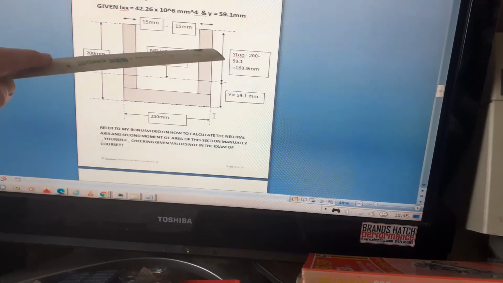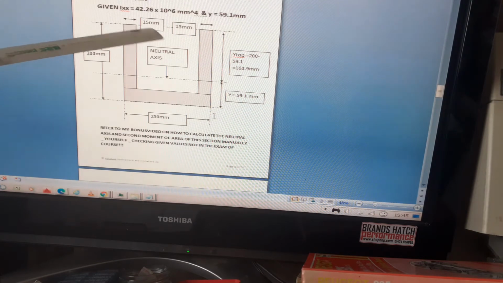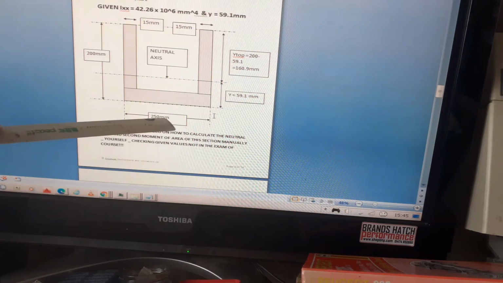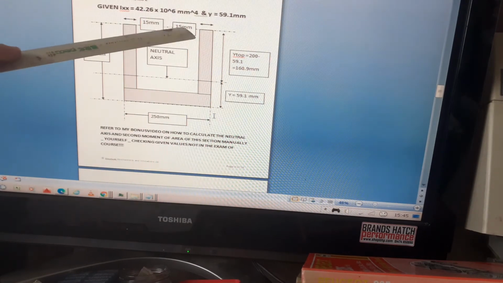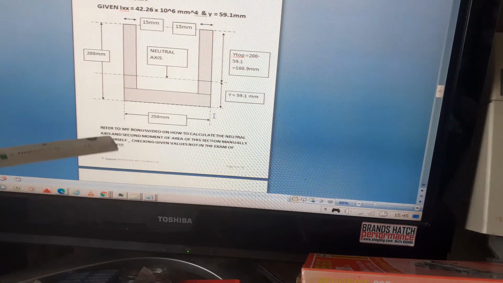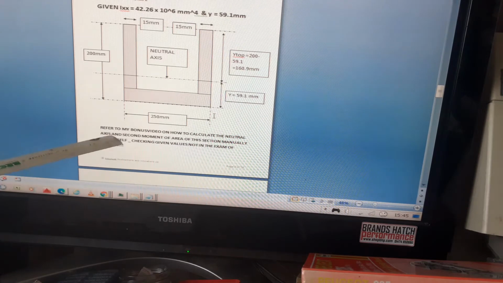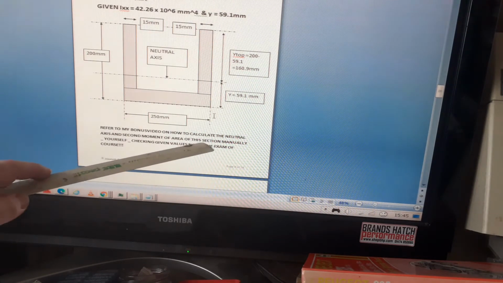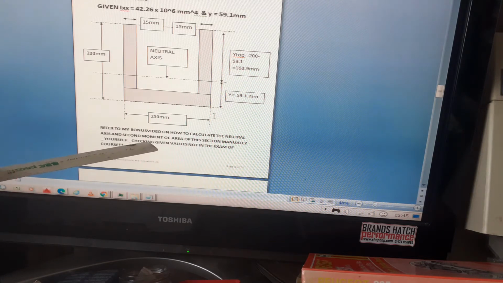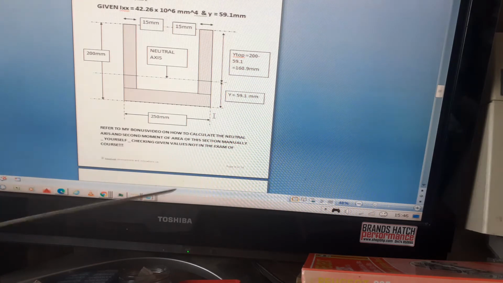I've got to be honest and say they show that the width of the webs are 15 millimeters wide, but I'm not sure why. I haven't used that dimension in the calculations. The second moment of area is given, but I'll do a bonus video on how to calculate the neutral axis and second moment of area on this section manually. Obviously you wouldn't do that in the exam, but I'll do it out of interest so that people can see how they get these values.